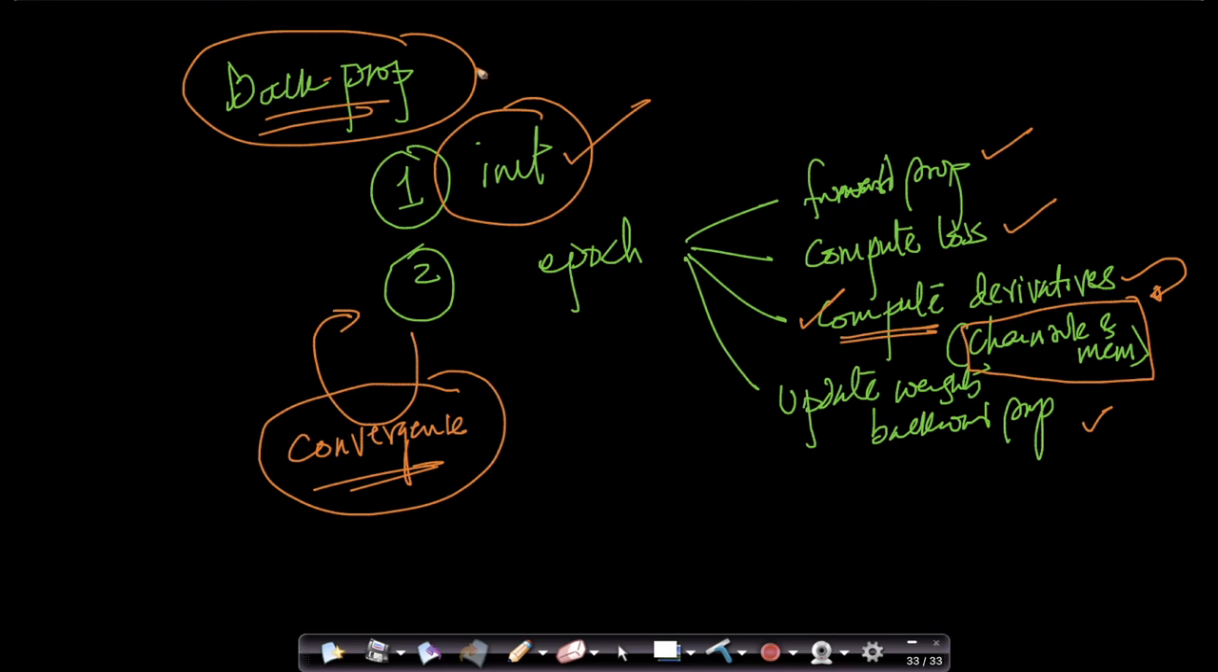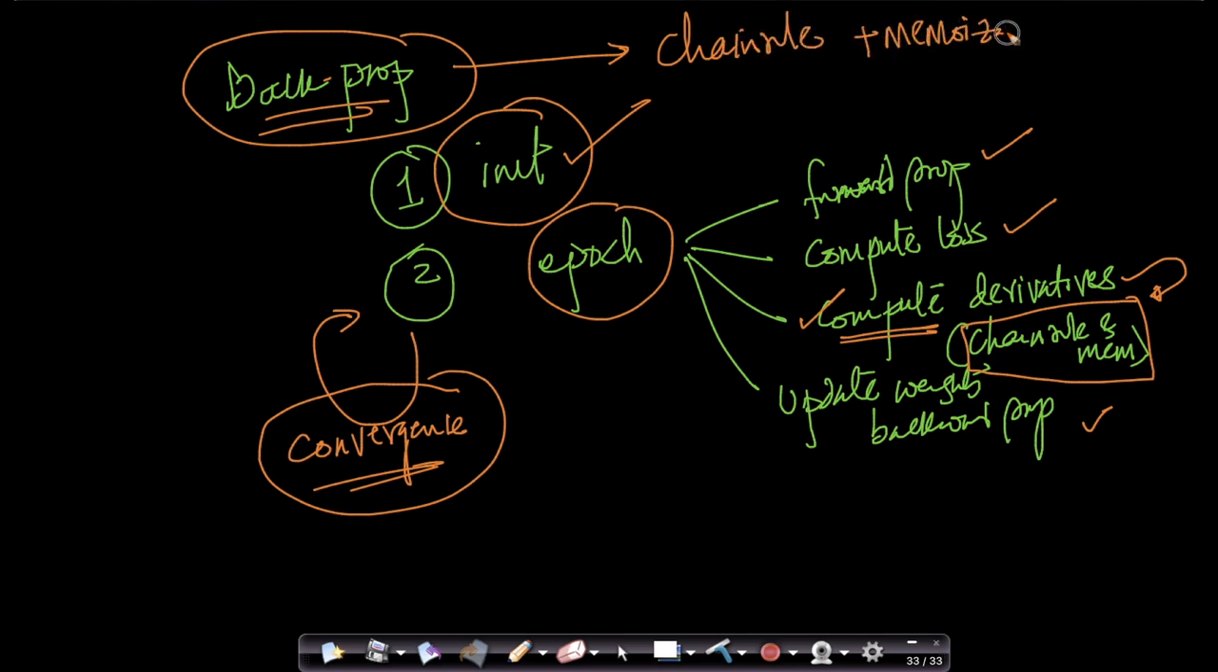So when somebody asks me what is backpropagation, I would say backpropagation is basically a multi-epoch training methodology where we leverage chain rule and memoization to update weights. Just a multi-epoch approach. That's it. That's all backpropagation is, right?